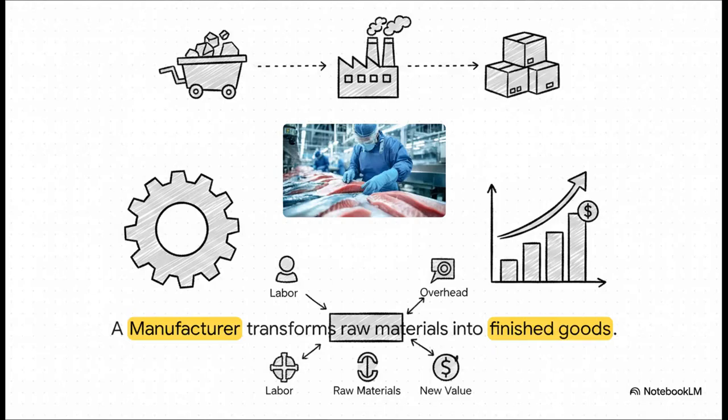What's really fascinating to think about is the manufacturer. This isn't just about moving boxes from point A to point B. No, a manufacturer physically transforms resources right there on the factory floor. They take raw, base elements, add human labor and overhead, and fundamentally change them into something entirely new and valuable. That physical transformation requires a much more complex style of financial tracking.